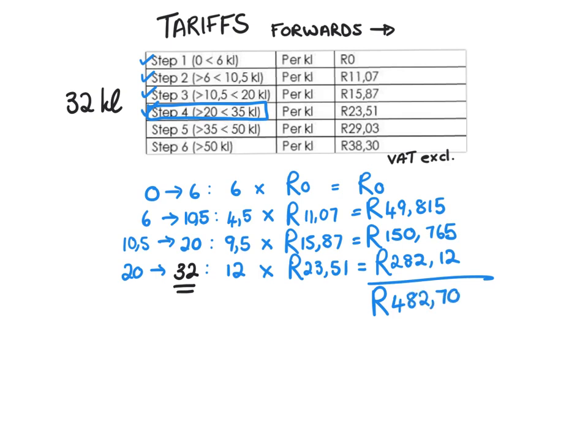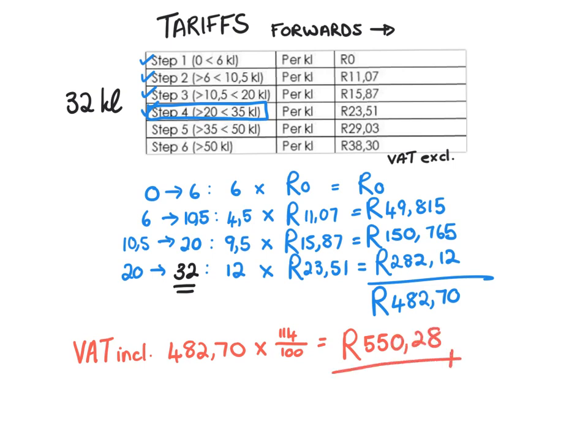You might have noted that the table is VAT exclusive. If I would like the VAT inclusive price, I will need to do an additional calculation here at the bottom. This will mean that I need to take the 482 Rand 70 and multiply it by 114 over 100 because it's a 14% increase, giving me a VAT inclusive amount of 550 Rand and 28 cents. So that is what you will pay in total for 32 kiloliters of water, VAT inclusive.